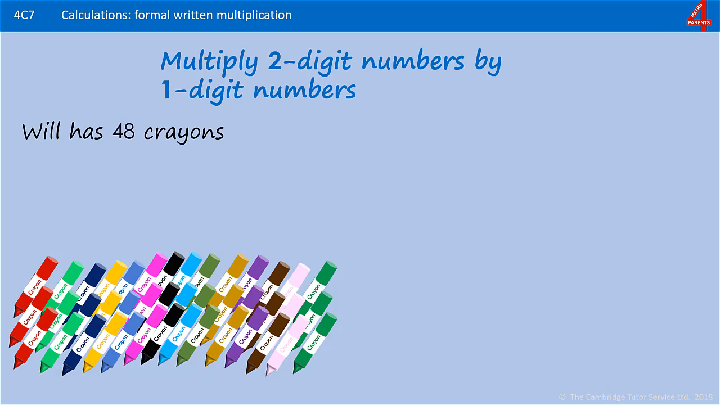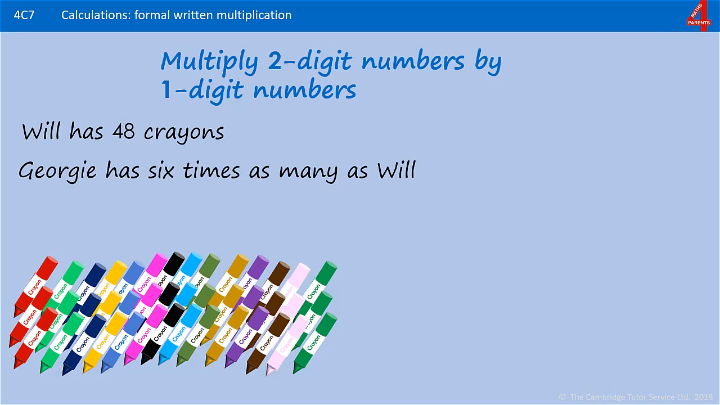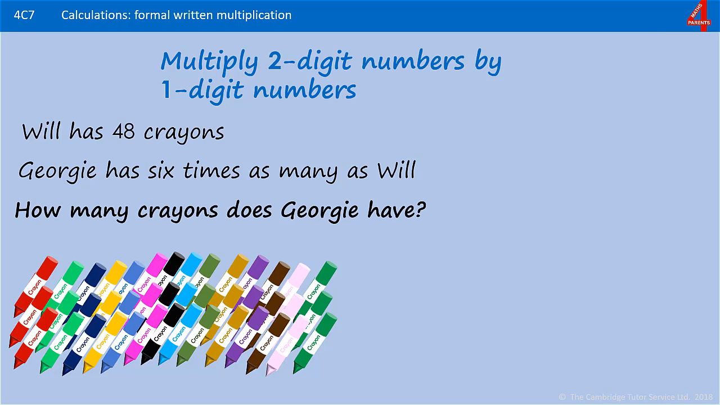And here's a similar one for you to try. Will has 48 crayons. Georgie has 6 times as many crayons as Will. How many crayons does Georgie have? Pause the video, have a go. Will has 48 crayons, so we're going to be multiplying 48. Georgie has 6 times as many as Will, so we'll be multiplying that 48 by 6.